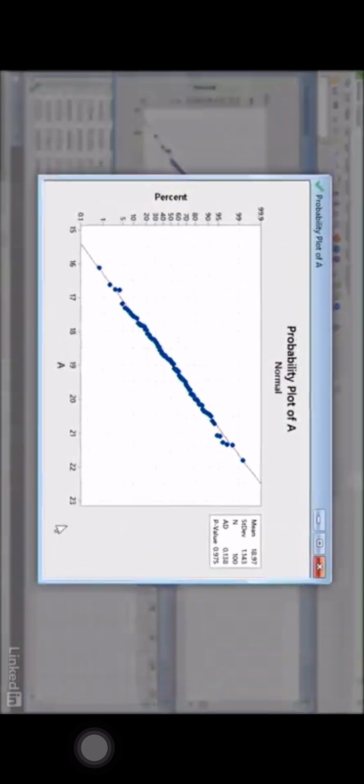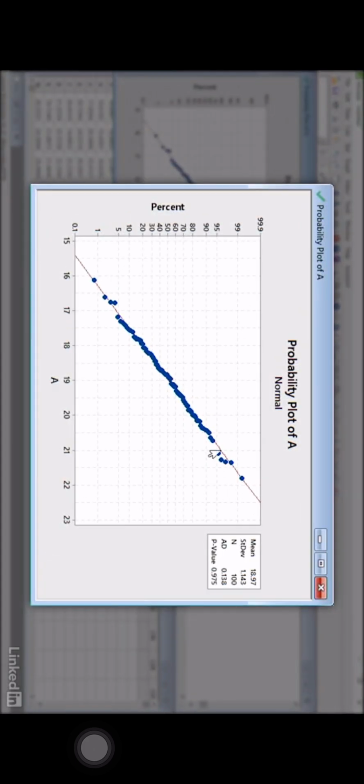But before we do that, we must check for normality of data. Otherwise, the one-sample t does not work. For normality tests, go up to Stat, Basic Stats, Normality Test, select A. Anderson-Darling test is good. That's a very useful test. And here we have it.